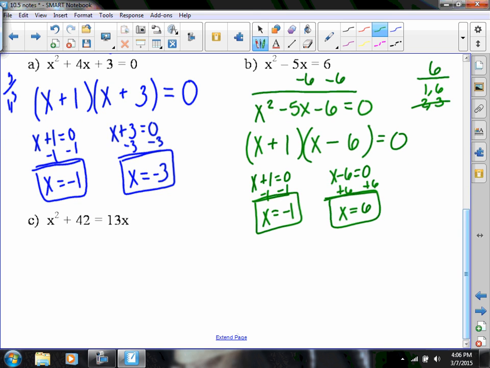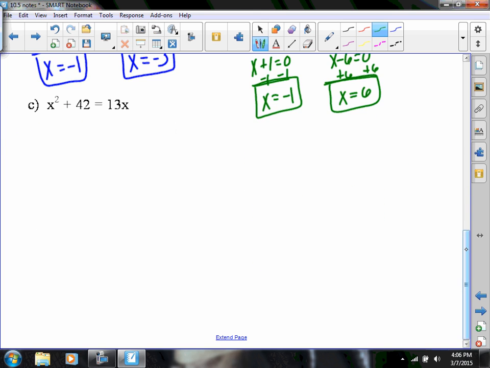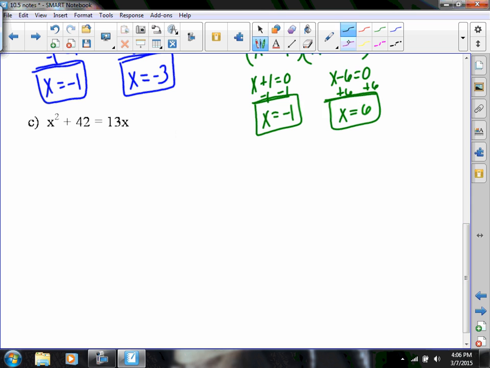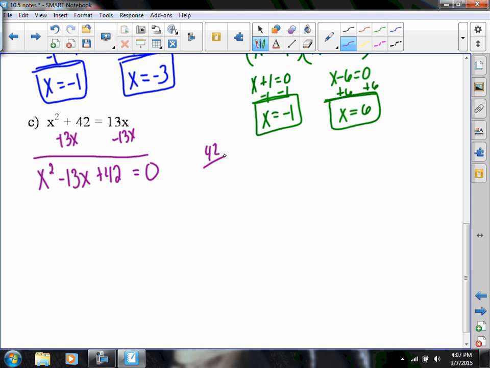Okay, now for part C, it's our last one. Again, it's not set equal to 0 to begin with, so I have to do that. I'm going to subtract the 13x over. Now I don't have any other x terms to combine it with, so it's just x squared minus 13x plus 42. Now my last term here is the 42, so that's what I'm going to need the factors of. I need the factors of 42.